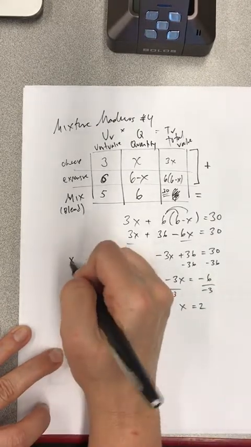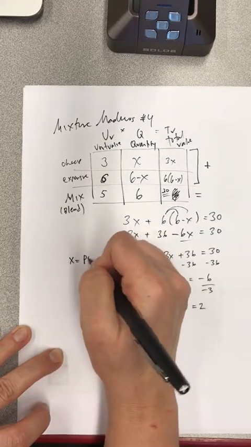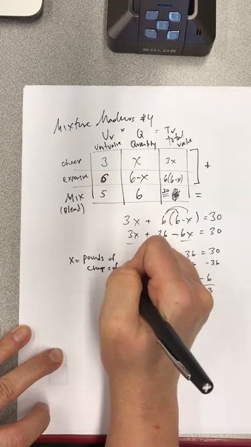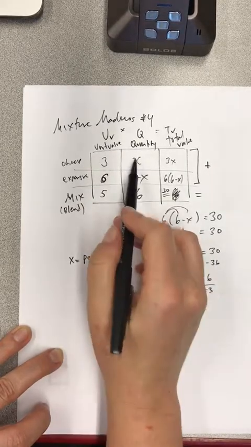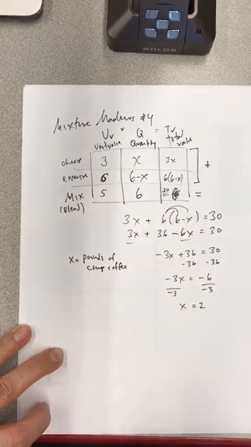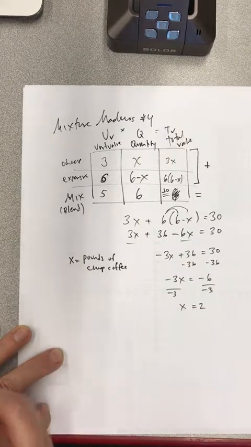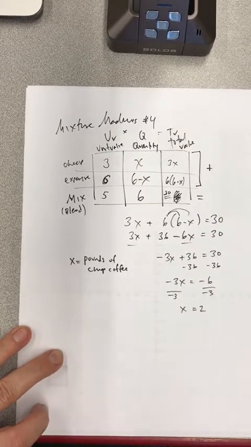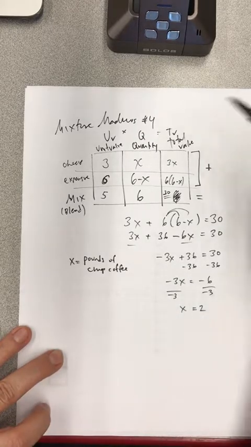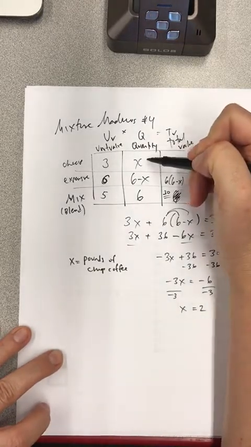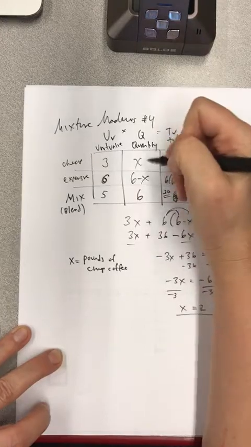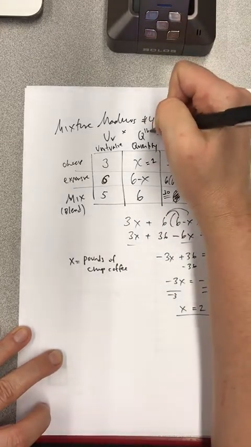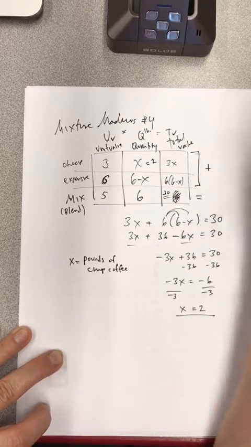Oh, you know what I didn't do, which I'm so annoyed about? X equals pounds of cheap coffee. Remember that? X was pounds of cheap coffee. So, how many pounds of each? We have to answer the question, which is how many pounds of each of these grades should be used? Well, up here we had X. We just found out X is 2. So now we know 2 pounds of cheap coffee. Possibly I should have written pounds up here.